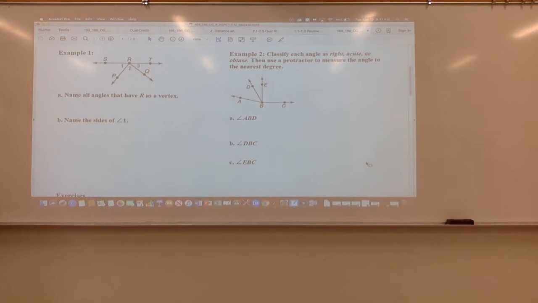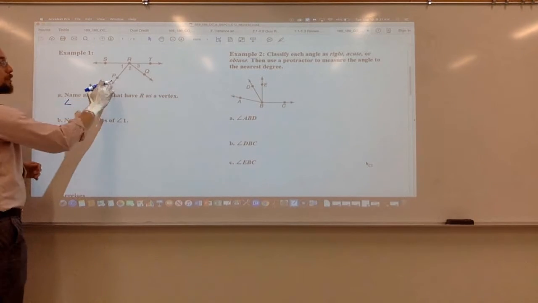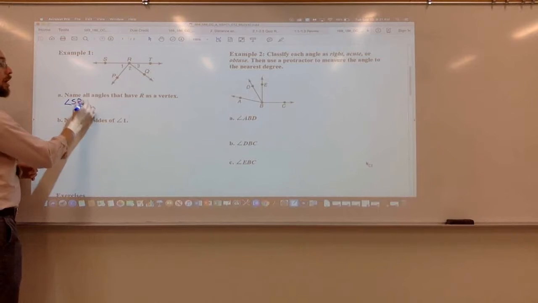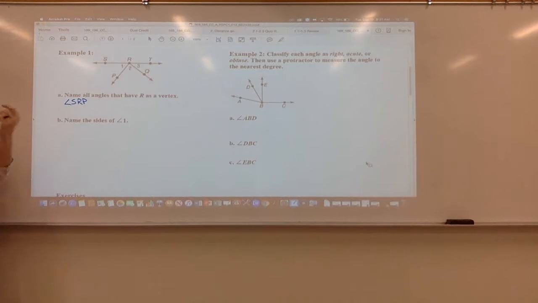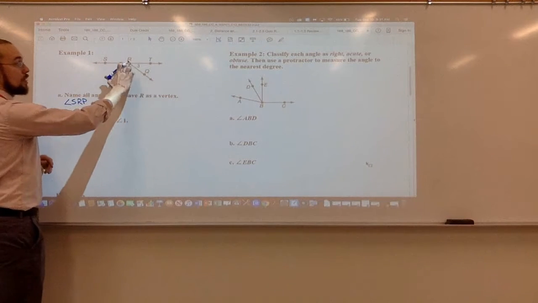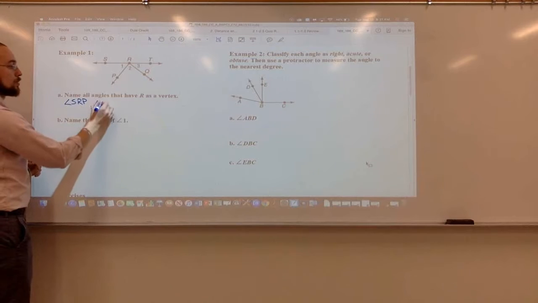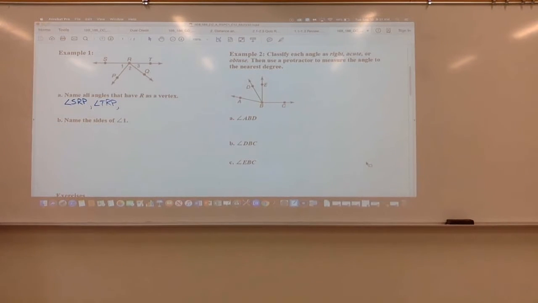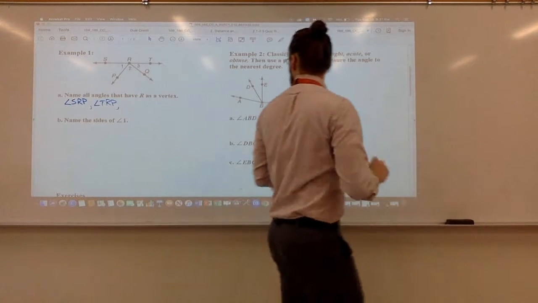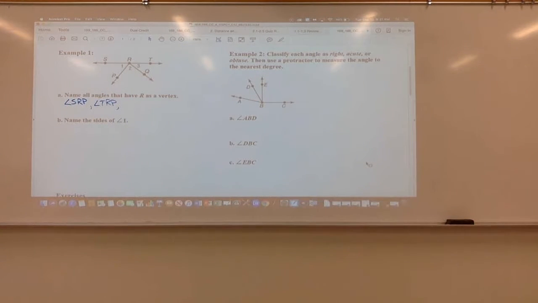You see 4 of them? All right, give me one of them. Angle SRP. That would work. And so we're saying R is the vertex, so R goes in the middle when we're naming it. So that's TRP. Angle TRP. Sure, that's a good one. What else do we have? TRQ. Yep, that works.